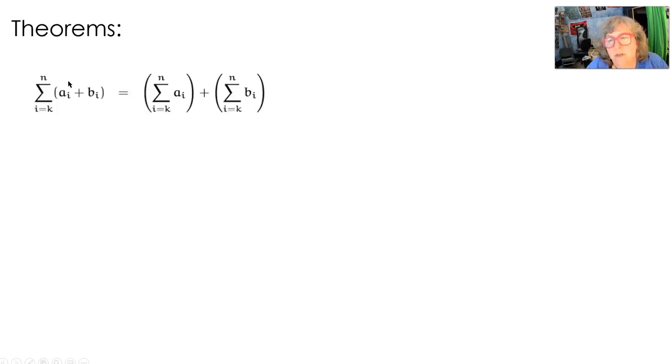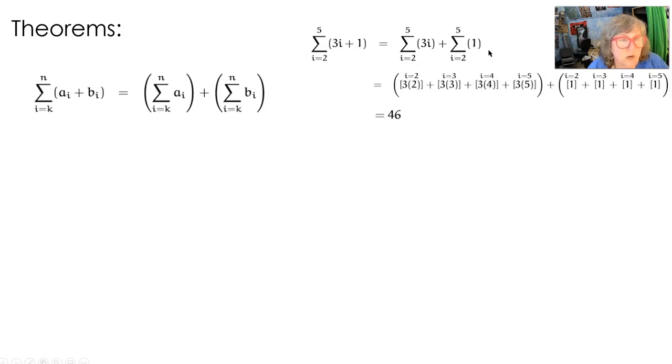Now, we have some theorems that will help us. First off, if we have a sum of two different expressions, both with i's in them, we can break them up and sum up just the first chunk and then sum up just the second chunk. So let's go back to that example we just had. If I have the summation as i goes from 2 to 5 of 3i plus 1, I can rewrite that as the summation from 2 to 5 of 3i plus the summation from 2 to 5 of 1. And then crank it out that way. It doesn't look much better, but it's just rearranged a little bit. Unfortunately, we get the same answer.